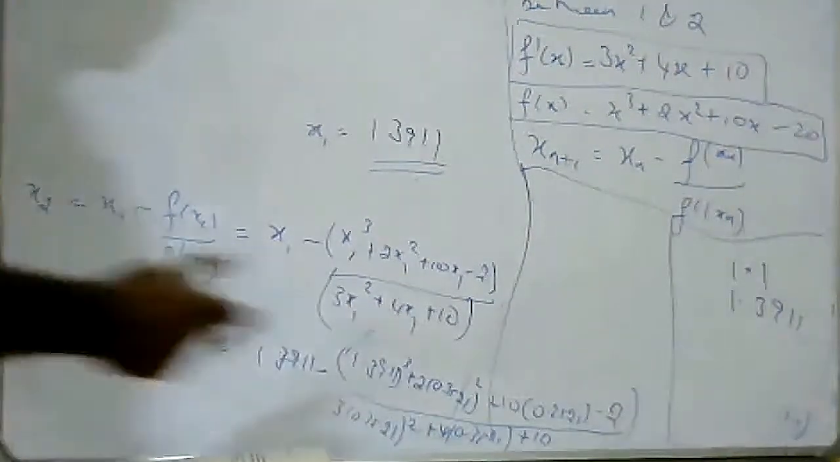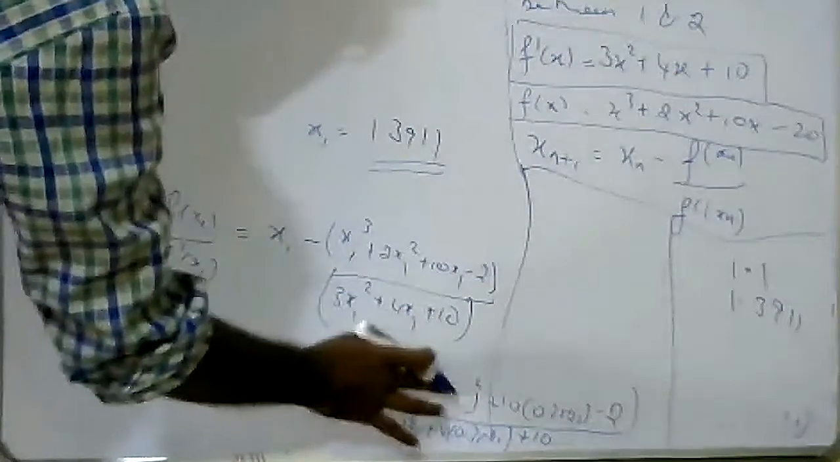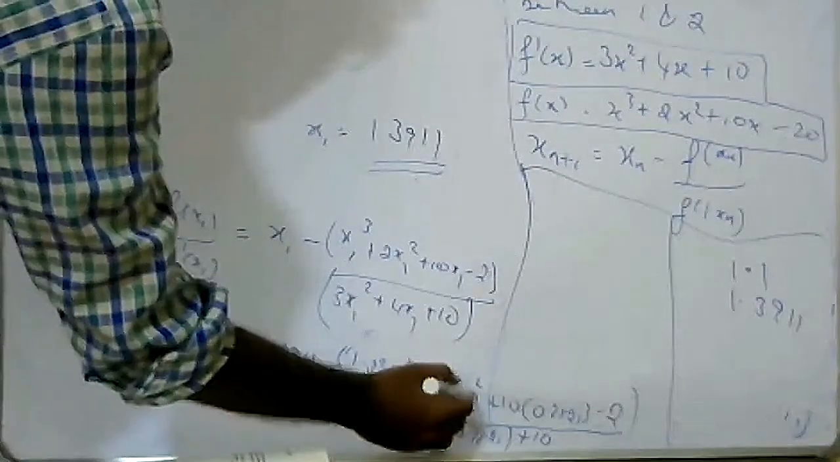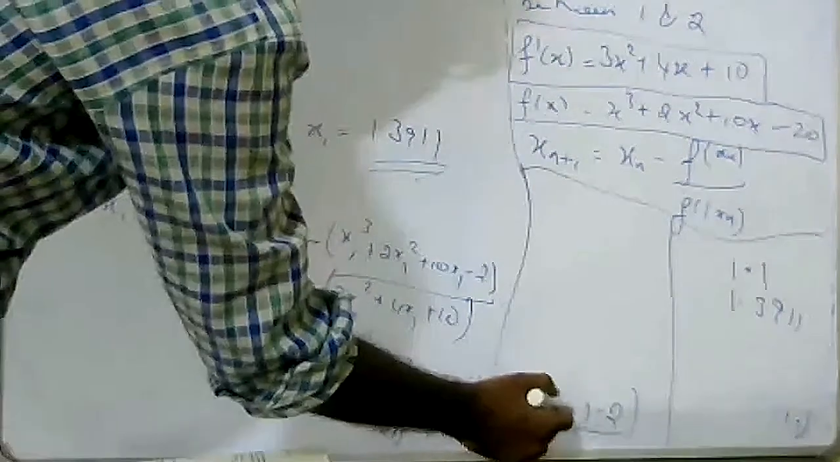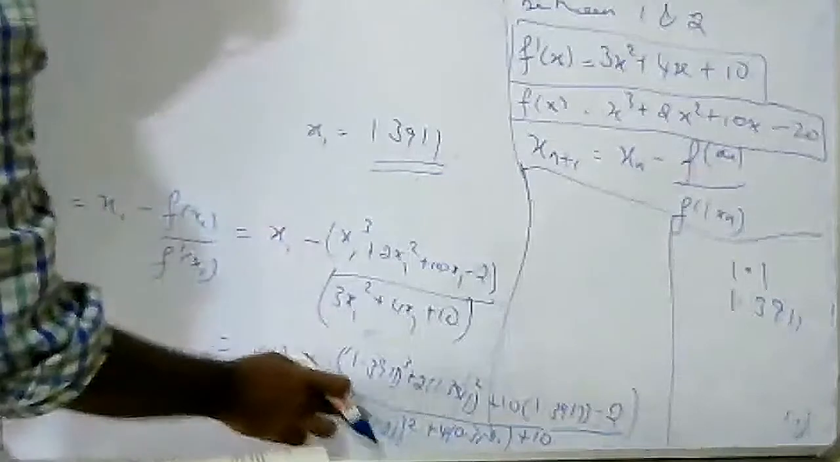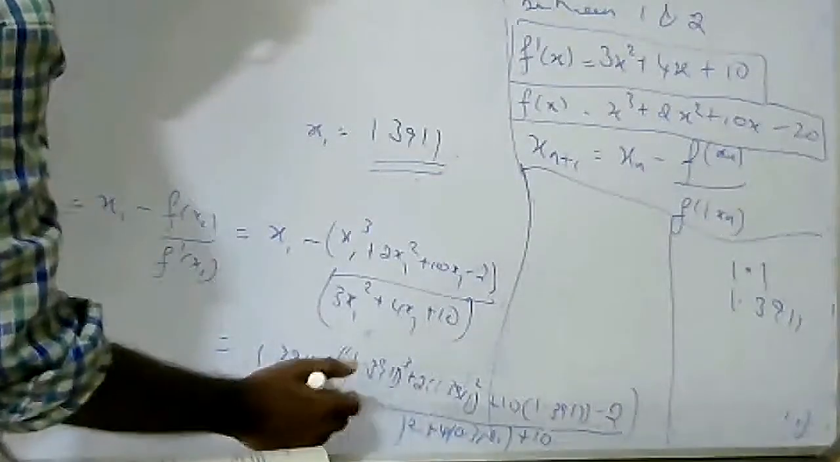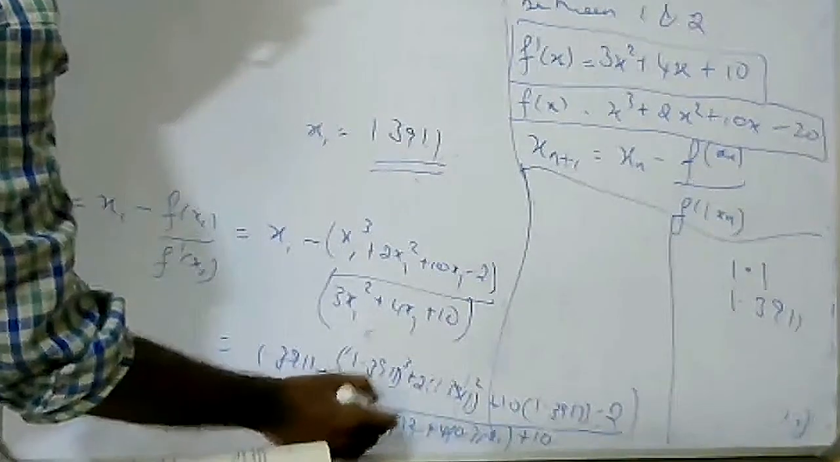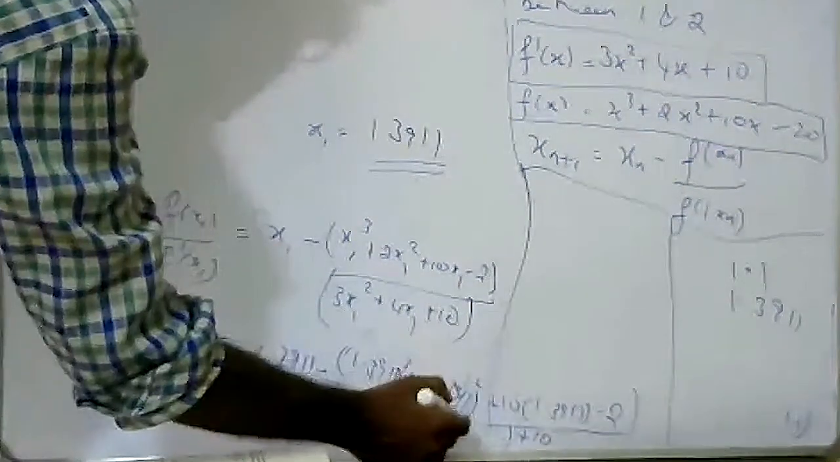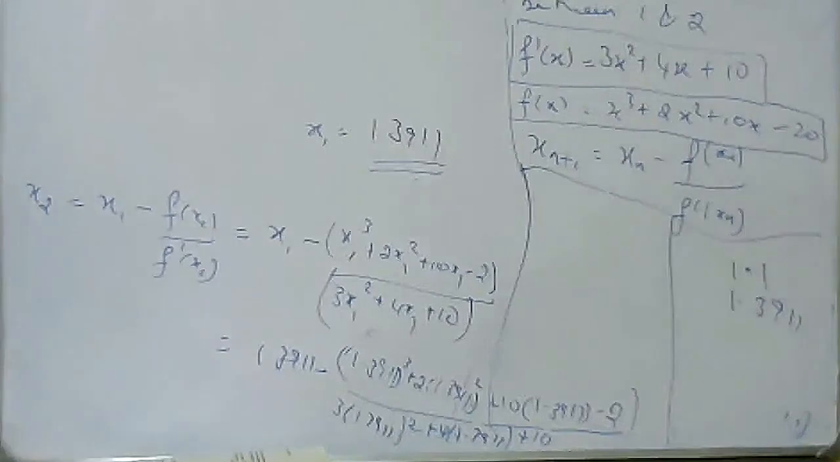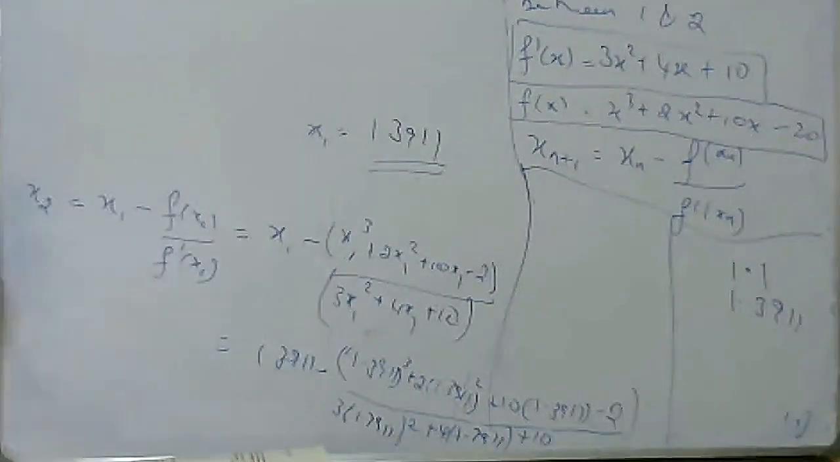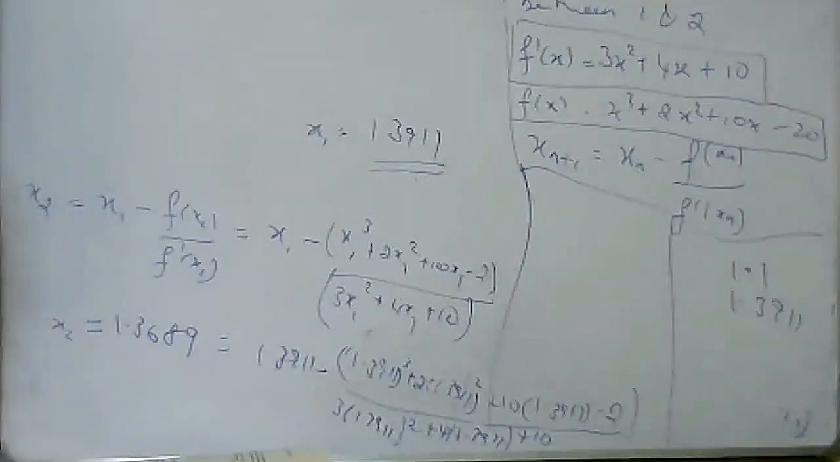So just change everything to 1.3911. Okay. So the x1 value is 1.3911. So what's the value of x2? 1.3689. Okay, fine. With this, we'll stop here.